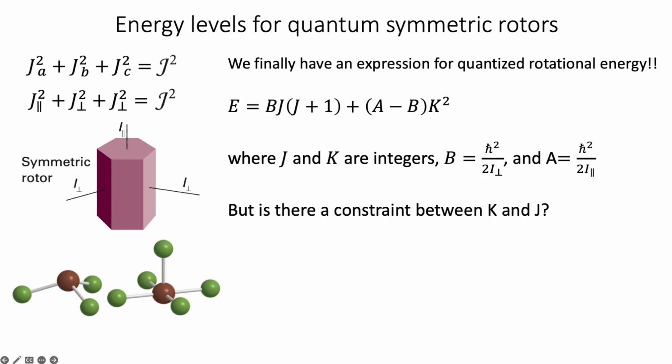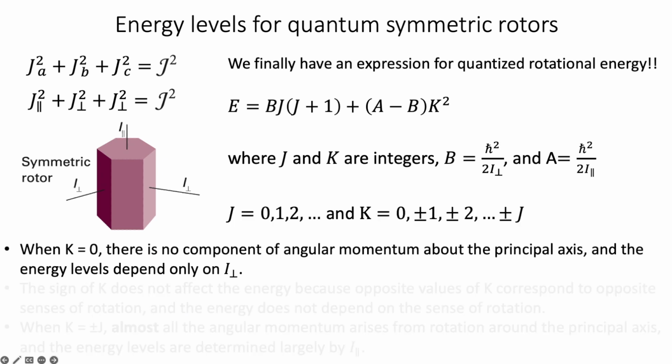So here is our expression for the energy levels for the symmetric quantum rigid rotor. And so of course, here's our expression. We have our quantum numbers j and k, and we've got our values of b and a defined. But is there a constraint between k and j? Yes, there is. Yes, there is a constraint here. And it's actually very interesting.